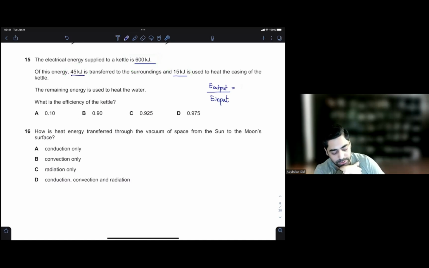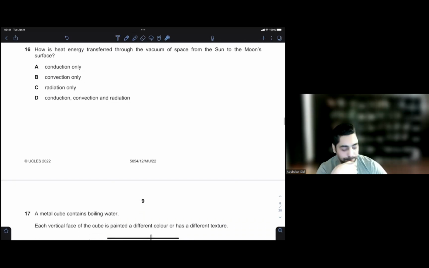So the output in this case is 600 minus 60. And what's the input? That's 600. You get 540 divided by 600. So the efficiency is 0.9. And what does that mean? It basically means that 90% of the energy that we are supplying is getting converted into the output, which is heating up the water. And that's exactly the purpose here.